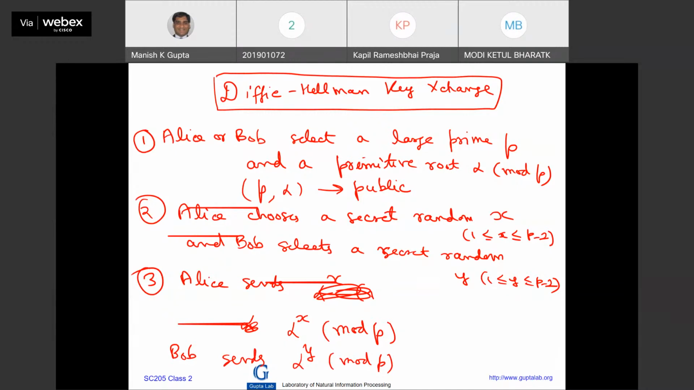What will Bob do now? Any idea? Once Bob receives alpha to the x and Alice receives alpha to the y, how do they make a common thing? Any idea?